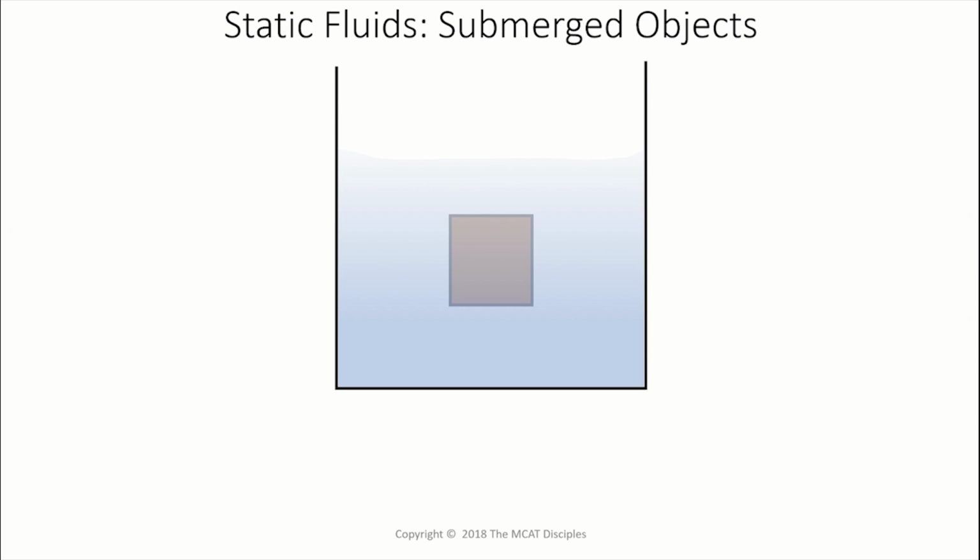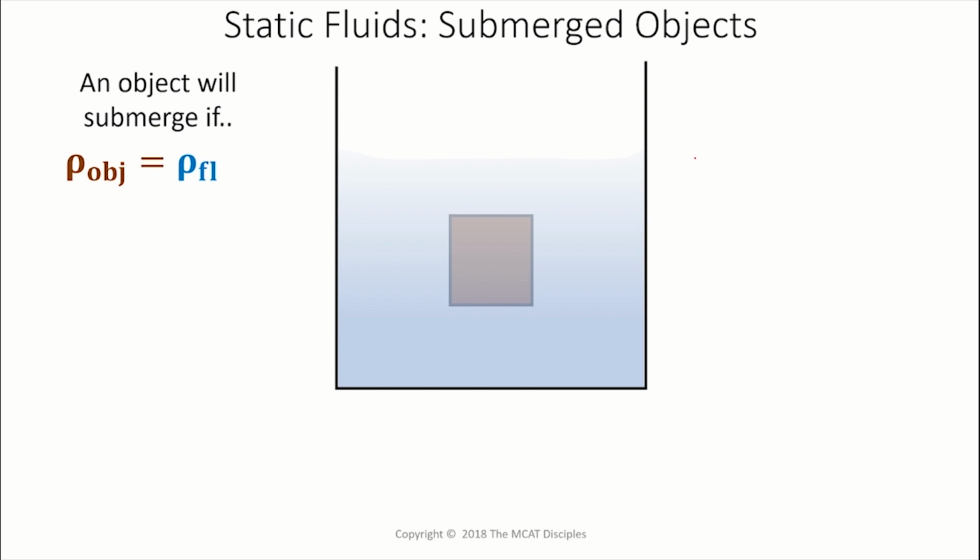The submerged object is an object that is not necessarily at the bottom of the container, but it just isn't moving in the fluid. It's just submerged, it's under the water, but it isn't moving wherever you put it. It's not going to move. So an object will submerge if the density of the object is equal to the density of the fluid.